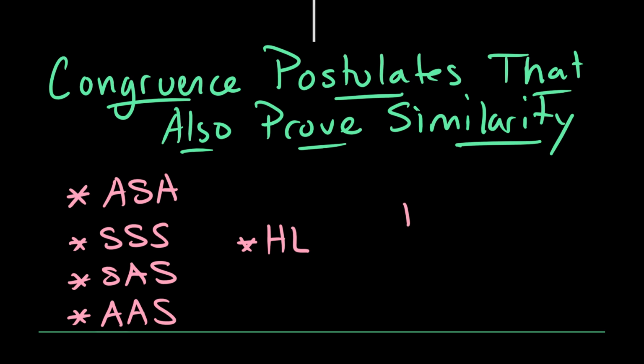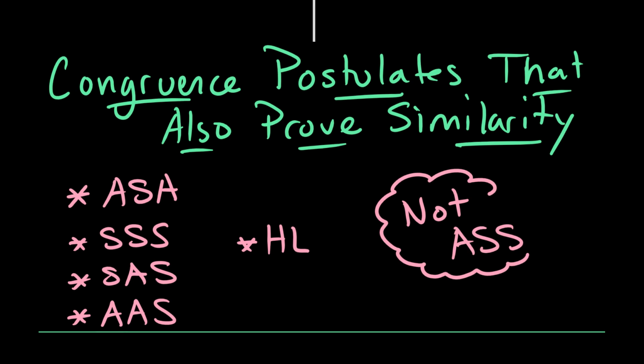And what is the one that does not prove congruence or similarity? ASS. That's a bad word. Yes, it is a bad word. Hopefully it helps you remember it. So the reason we're going over this is because all of these postulates also prove similarity, okay?